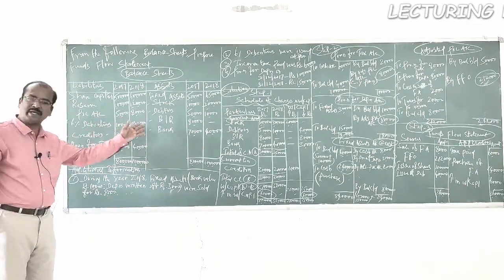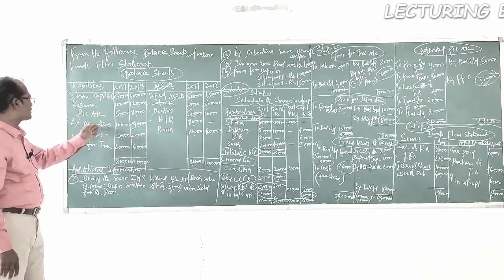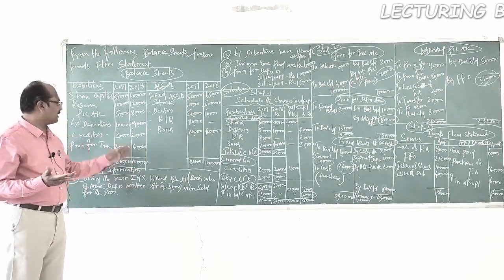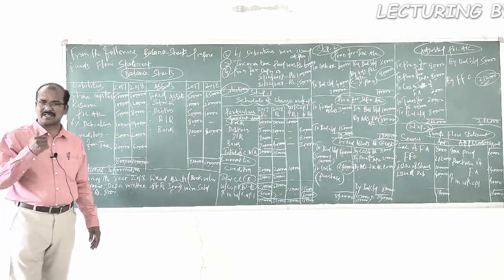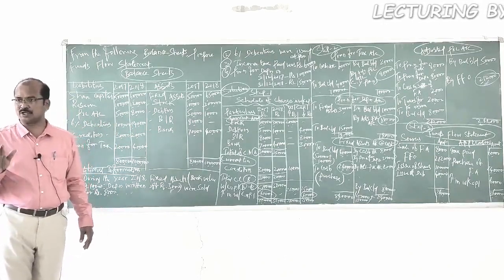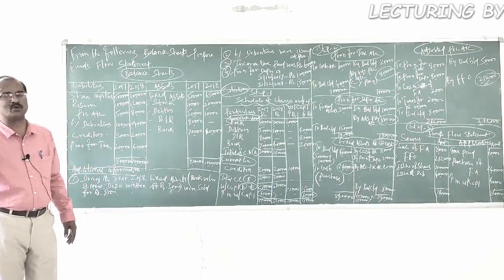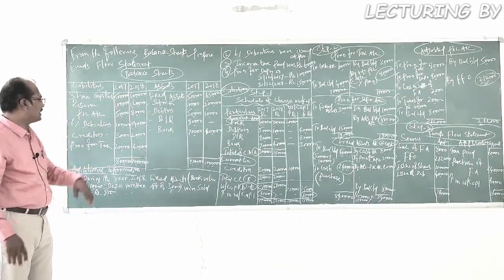Then P&L account opening and closing balances are given. 6% debenture is a non-current liability. The opening is 1 lakh rupees. It has become 1 lakh 40,000. Therefore, they have issued debentures for a value of 40,000 rupees during the current year 2018.